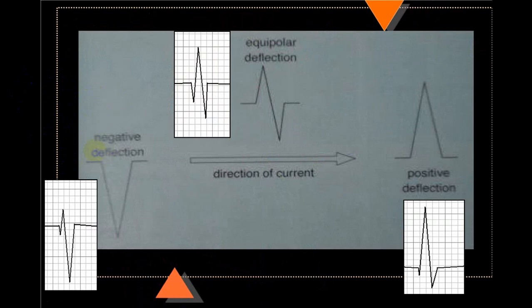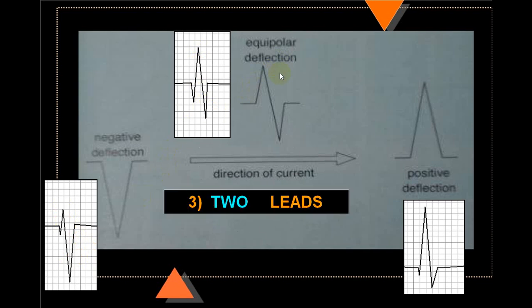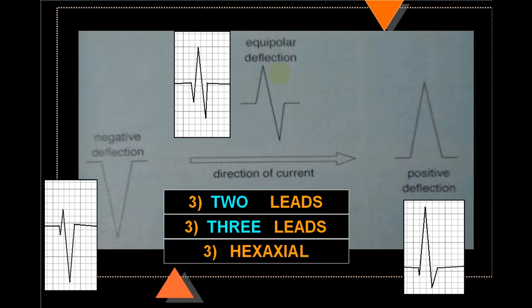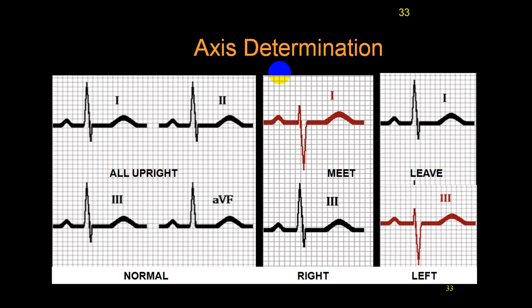While calculating, you have to look at the QRS complex. If the positive wave is taller than the negative wave, it is considered positive. And if the negative wave is taller than the positive wave, it is considered negative. But when both are equal, it is called equiphasic deflection. You can utilize the 2-lead method, 3-lead method, or hexaxial method. These are the different techniques which you can utilize. By and large, the 2-lead or 3-lead method is commonly utilized.